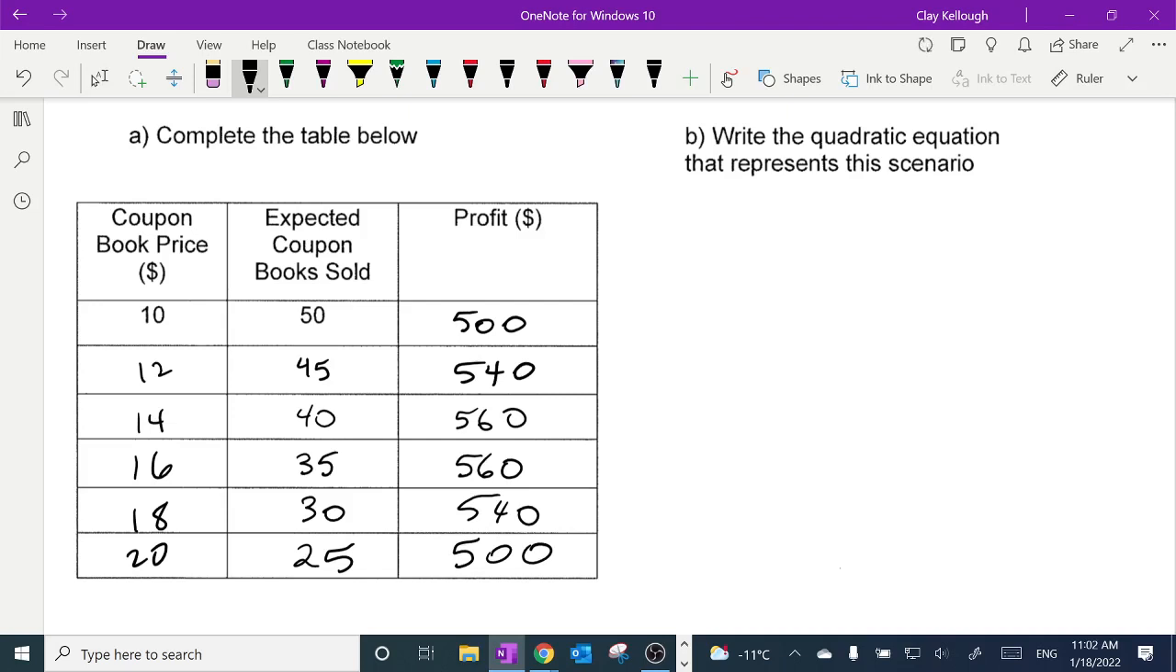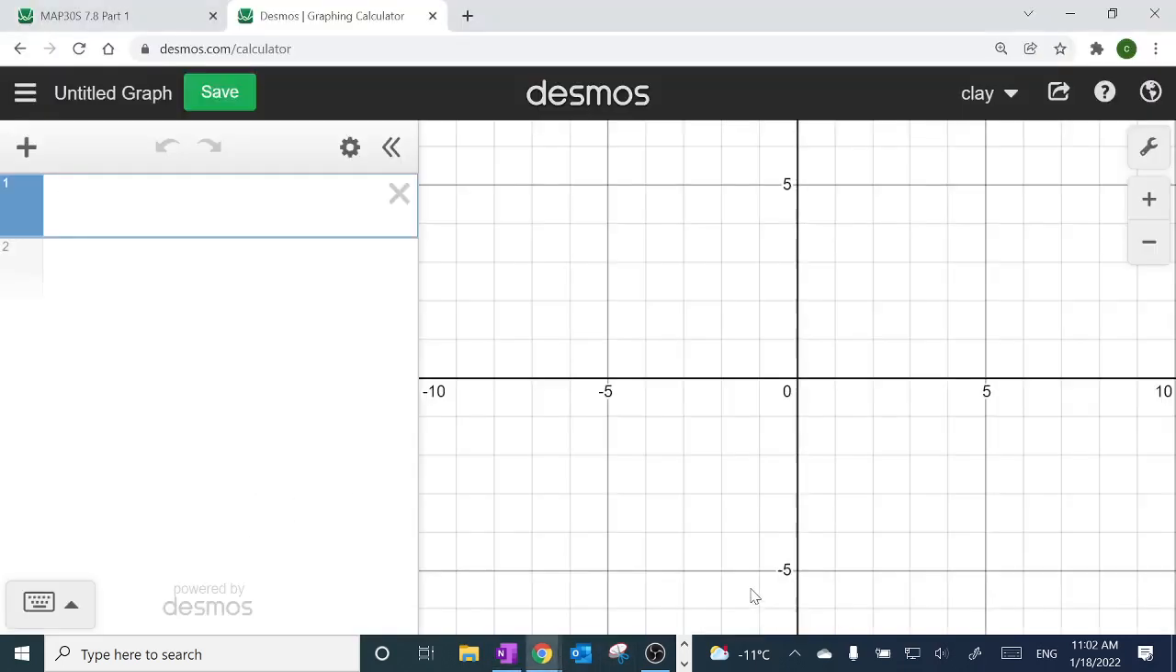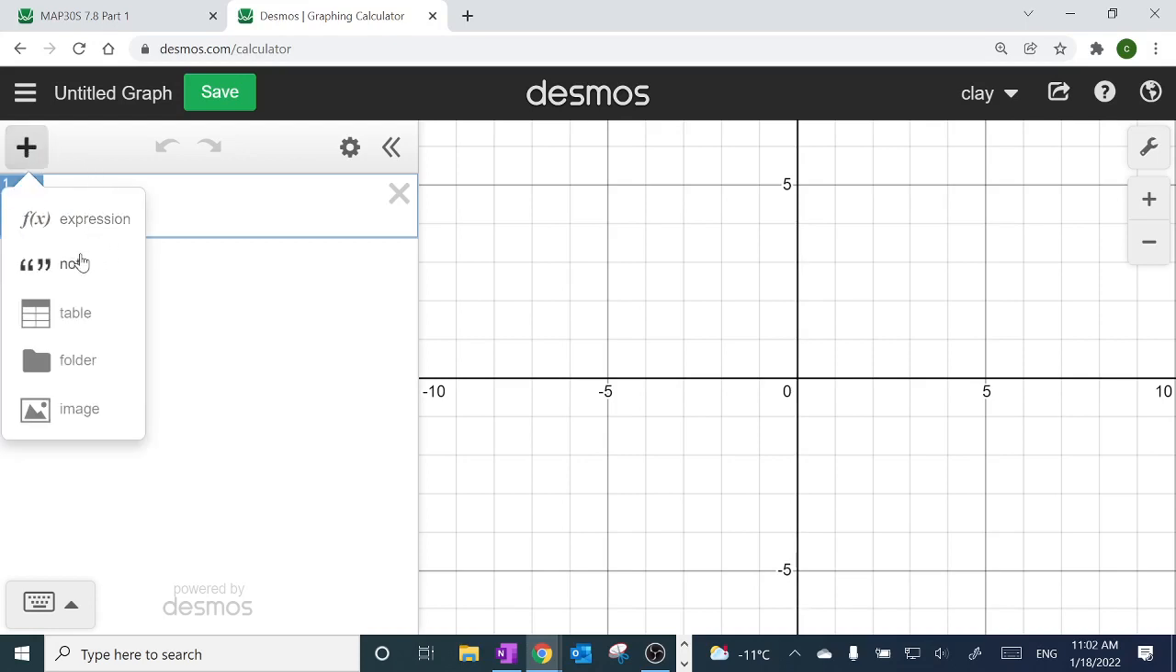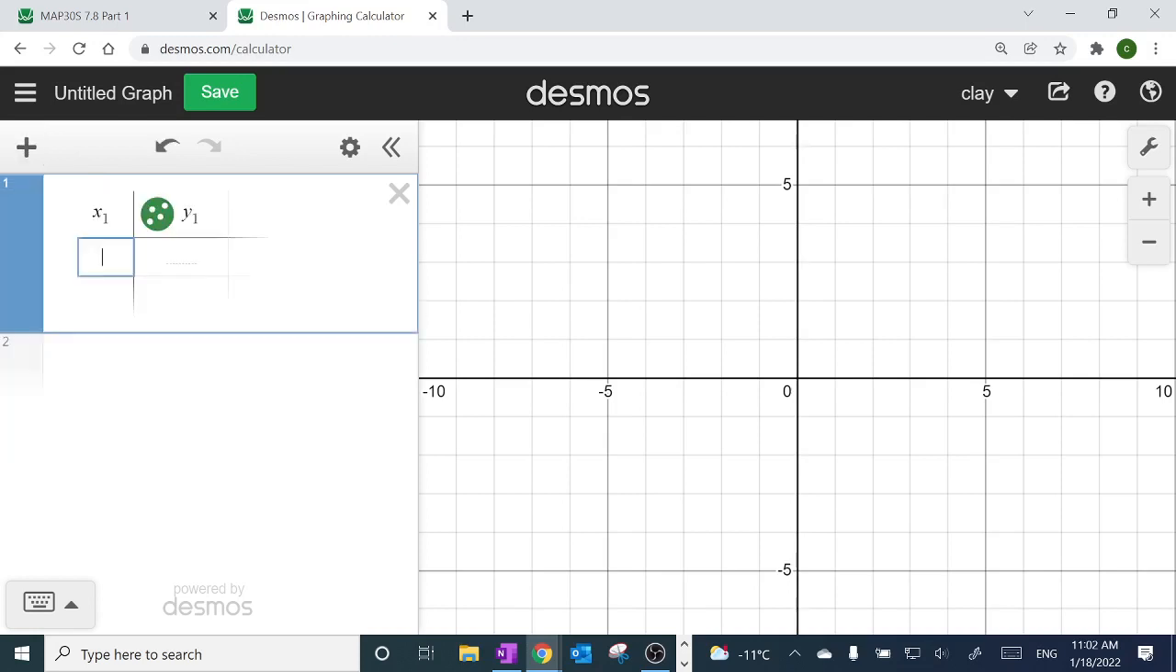So, write the quadratic equation that represents this scenario. There are two ways that you can do this. The first way is we'll use technology. So you're going to open Desmos, and when you open Desmos, you are going to look for this plus symbol someplace. See if you can find a plus symbol on your screen. When you hit the plus symbol, it'll ask you whether you want to put in an expression or a note or a table. You are going to want to put in a table. So click on table, and something like this should come up.